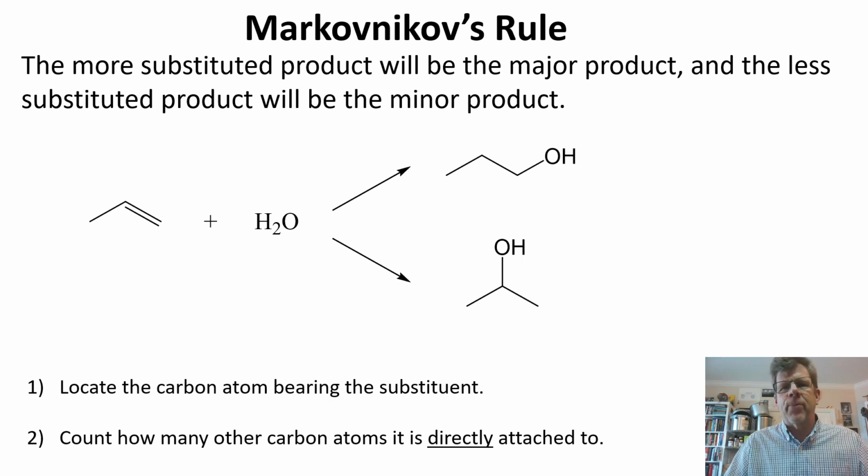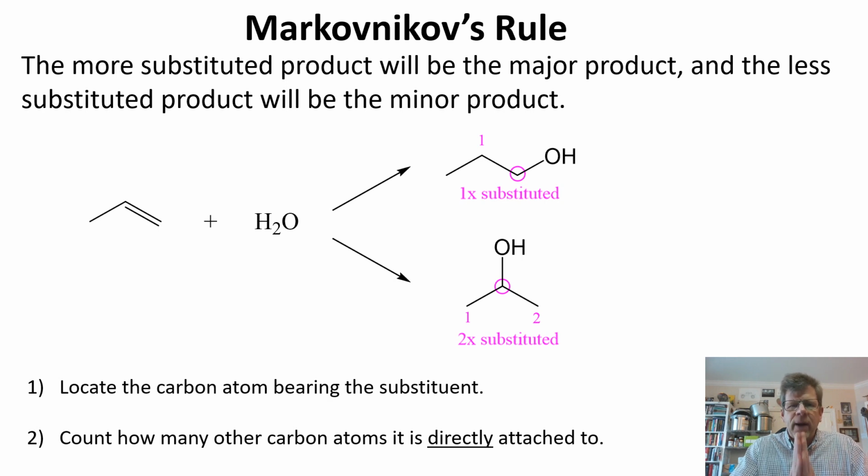Well, let's look at the top one. We have a circle around the carbon that is directly connected to the alcohol, or the OH, and we notice that it has one carbon directly attached to it, one. So it is considered singly substituted. Let's look at the other one. We have a circle around that carbon that's directly attached to the OH group, and notice that carbon is directly attached to two other carbons. So it's doubly substituted. So the more substituted product is the major one.